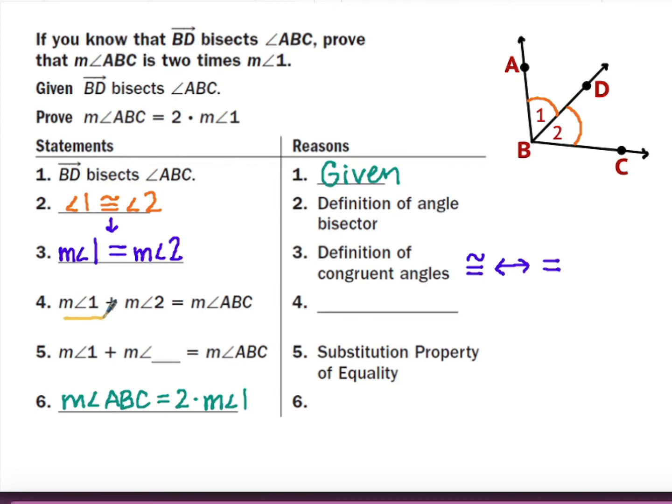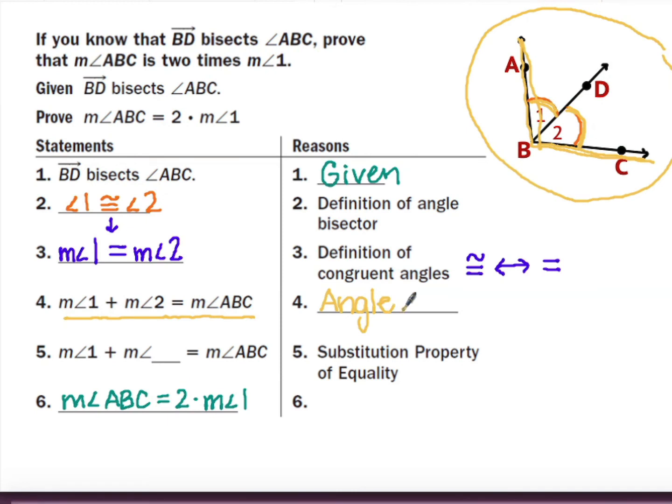Step 4, can you see any good reason why the measure of angle 1 plus the measure of angle 2 would equal the measure of angle ABC? The clue is in the picture. The measure of angle 1 plus the measure of angle 2 makes the measure of angle ABC, because 2 smaller angles added together makes that larger angle. That's a postulate. What was it called? The angle addition postulate.